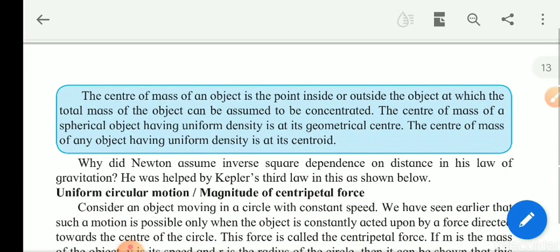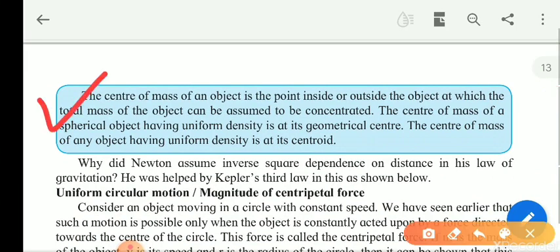Another important piece of information they have given over here: the center of mass of an object is the point inside or outside the object at which the total mass of the object can be assumed to be concentrated. The center of mass of a spherical object having uniform density is at its geometrical center. The center of mass of any object having uniform density is at its centroid.